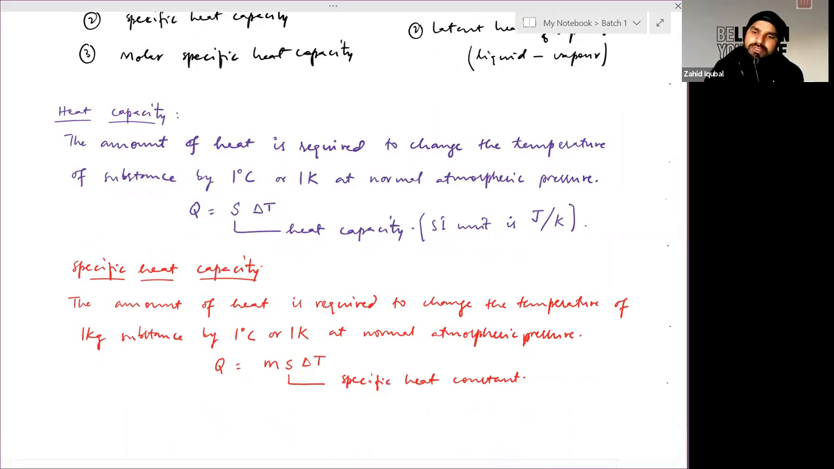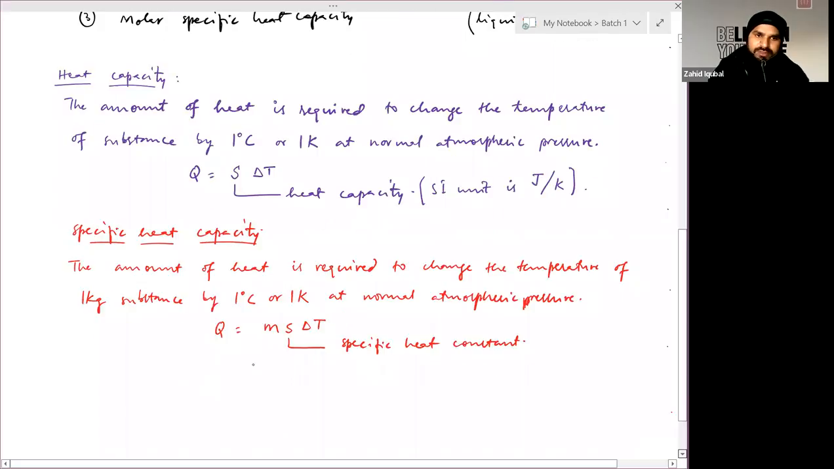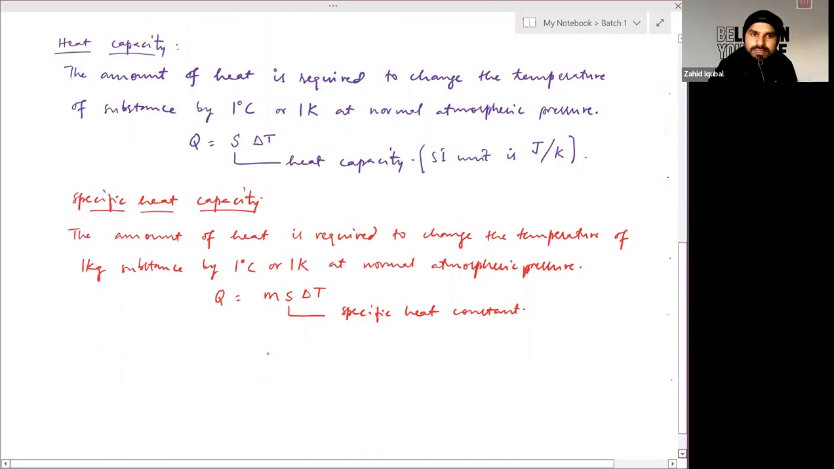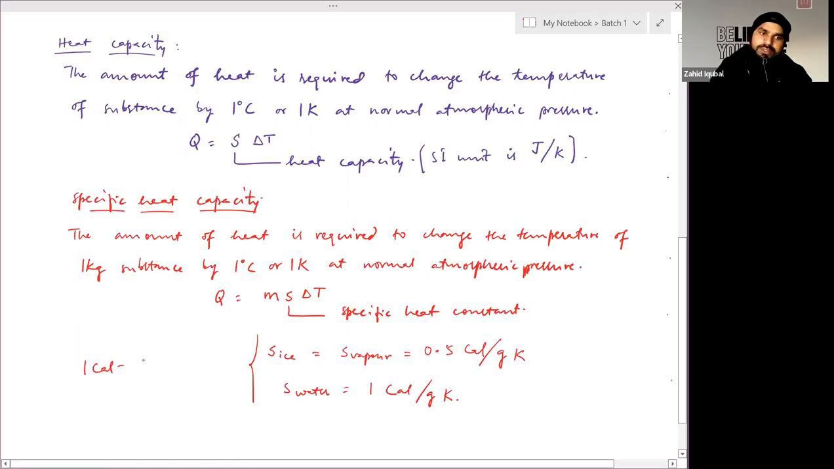It may have different values related to different substances. Let me define you some of the most important values which you have to memorize. Specific heat capacity for ice and for vapor will be 0.5 calorie per gram per Kelvin. In case of water, which is maximum among all different substances, it will be 1 calorie per gram per Kelvin. And 1 calorie equals 4.186 joule, or you may write 4.2 joule.